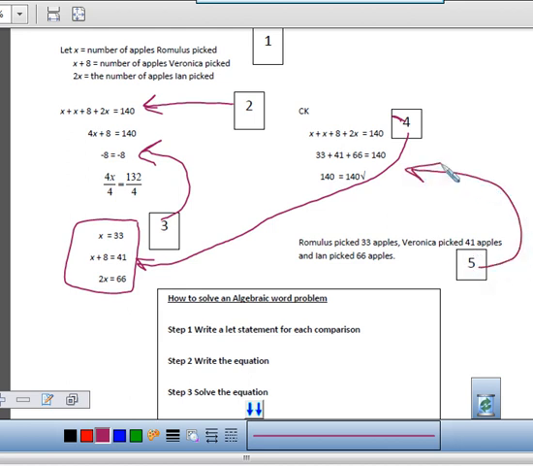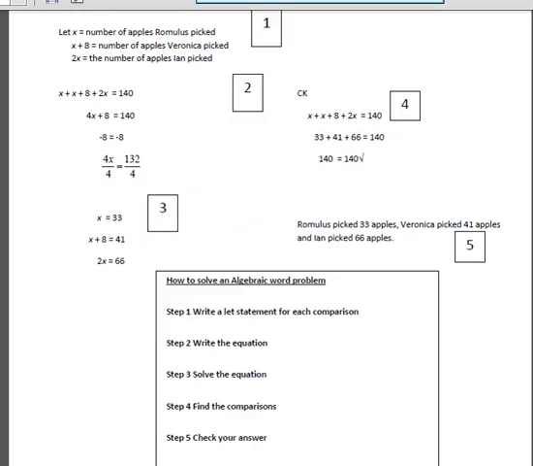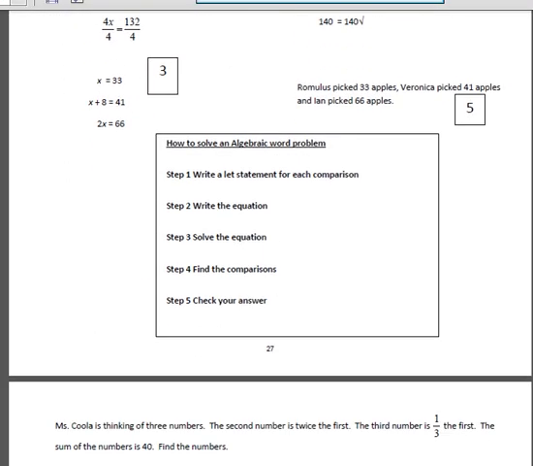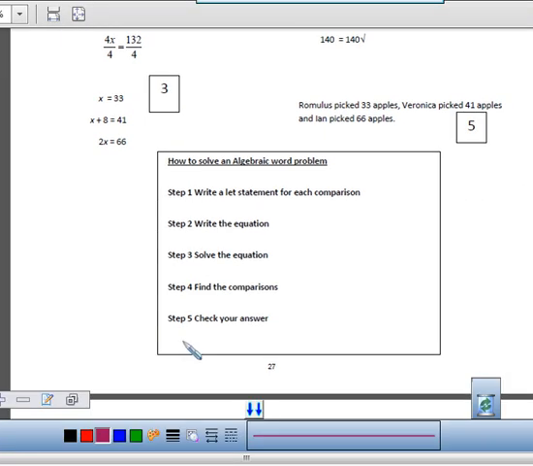Now actually, I think there is a 6th step, and that is to write your answer in a sentence if you're answering a question. Now, if you're just finding a number, then you don't have to necessarily write out a sentence. But this is a word problem, so we need to answer this with a sentence. So go to the bottom, add step 6, and step 6 is answer with a complete sentence.